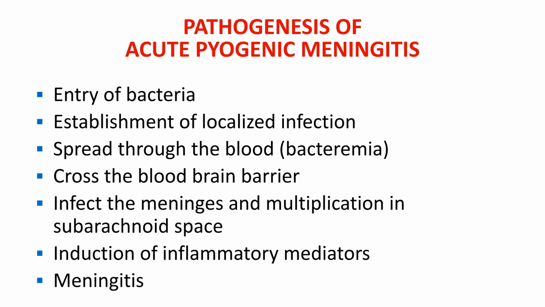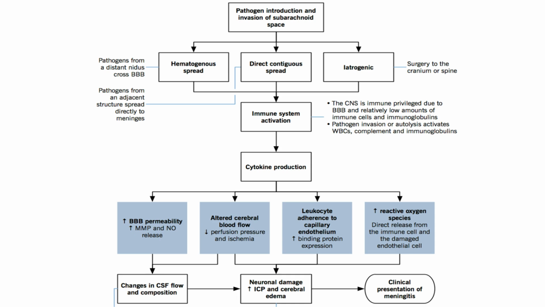From the blood, they must cross the blood-brain barrier, a highly selective protective membrane. Once across, bacteria infect the meninges and multiply rapidly in the subarachnoid space, the fluid-filled area surrounding the brain. This multiplication triggers the release of inflammatory mediators, chemicals that cause the classic symptoms: fever, severe headache, neck stiffness, and altered consciousness. Understanding this sequence helps us grasp why early antibiotic treatment is crucial. We need to stop the process before irreversible brain damage occurs.